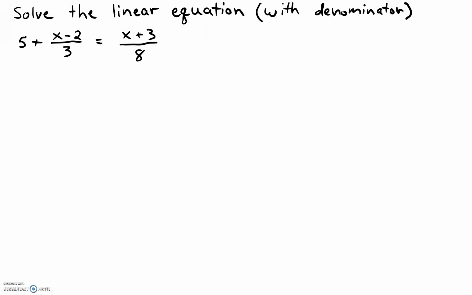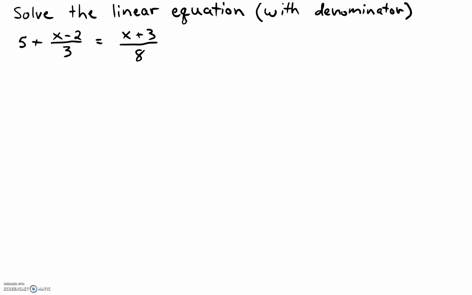In this video, we're going to look at solving another linear equation that contains denominators. Our problem this time is 5 plus (x minus 2) over 3 equals (x plus 3) over 8. And notice this time, from the start of the problem, we only have two denominators. We have a 3 and an 8.